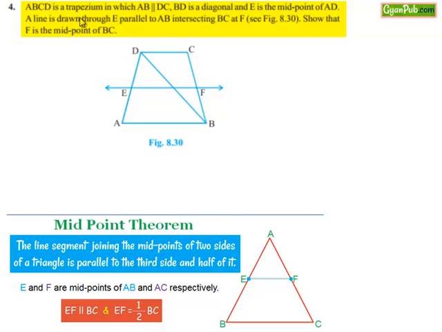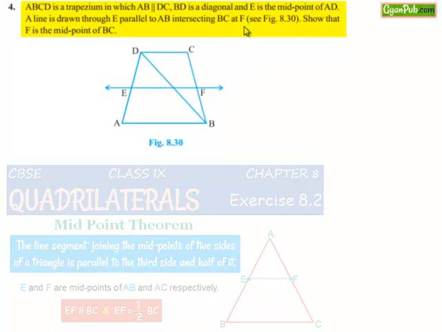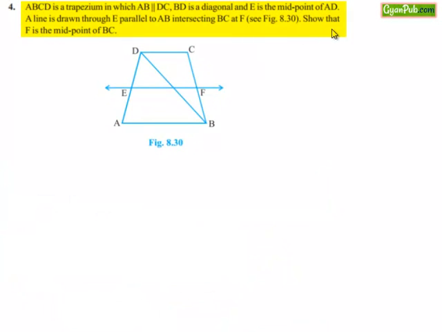Moving on to the fourth question. ABCD is a trapezium in which AB is parallel to DC, BD is a diagonal, and E is the midpoint of AD. A line is drawn through E parallel to AB intersecting BC at F. Show that F is the midpoint of BC. Now moving on to the solution.